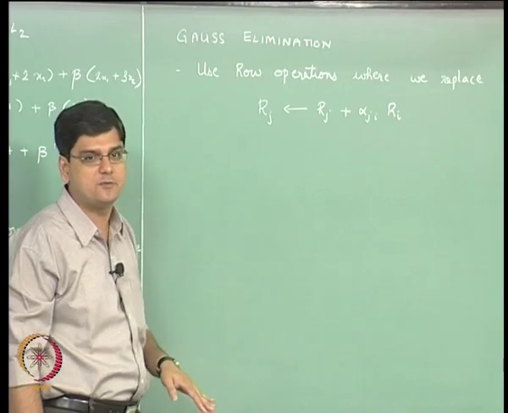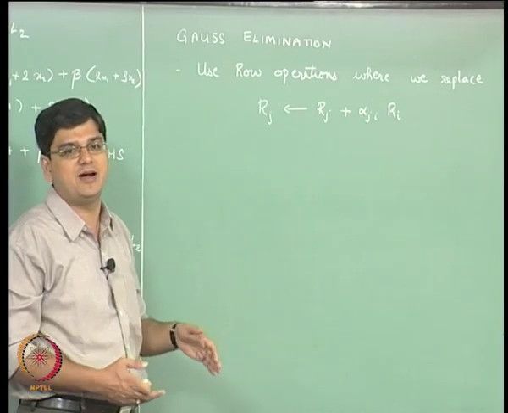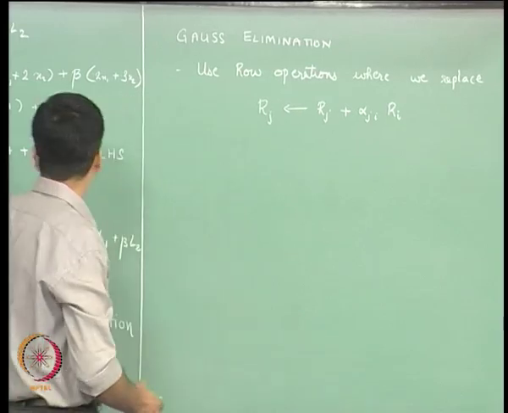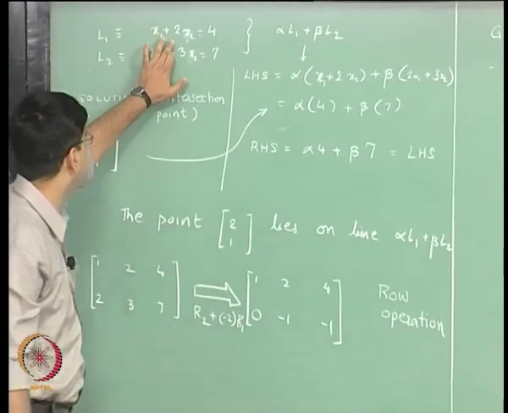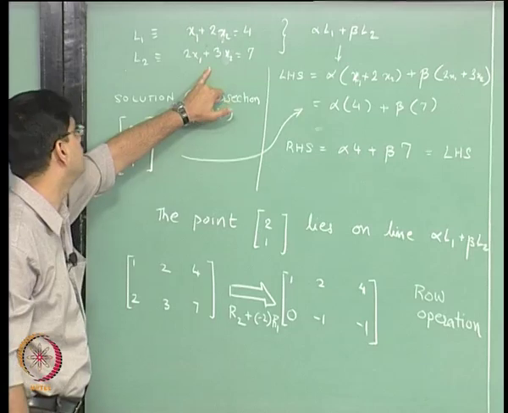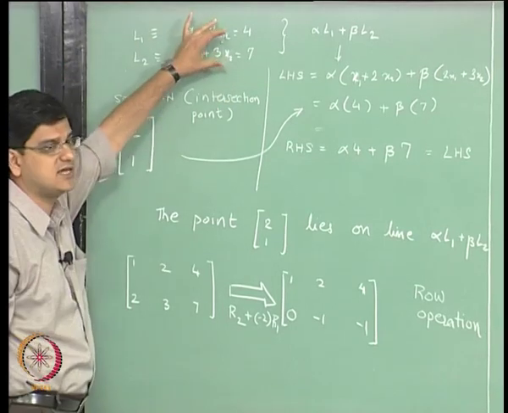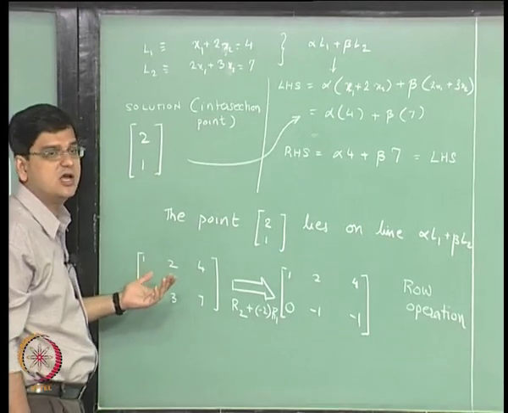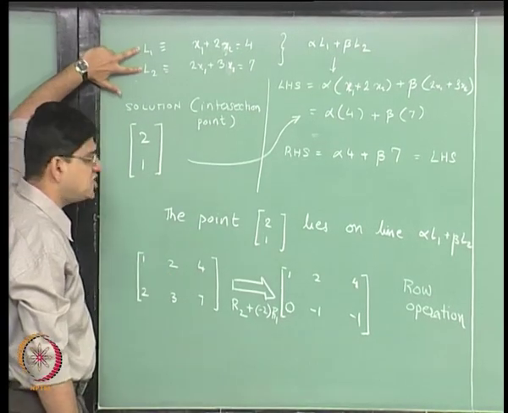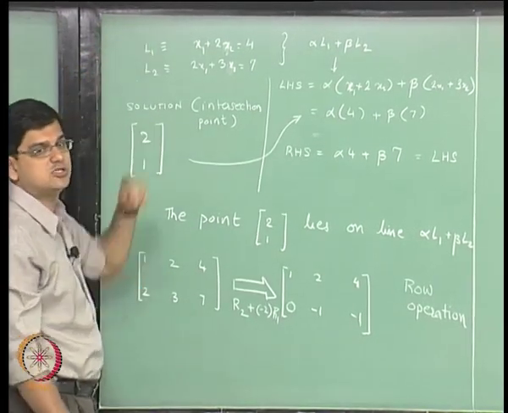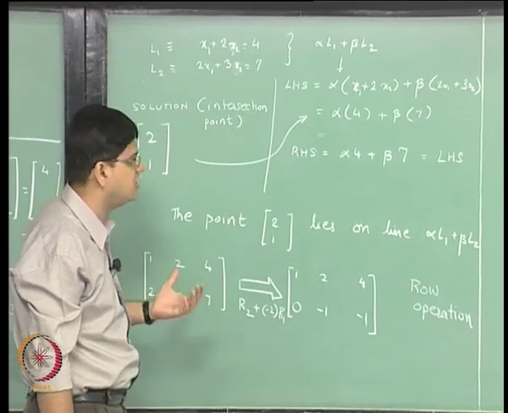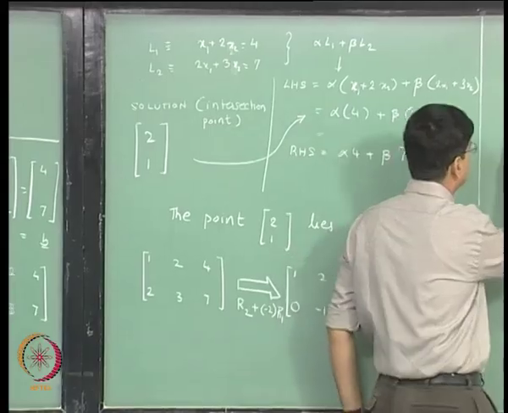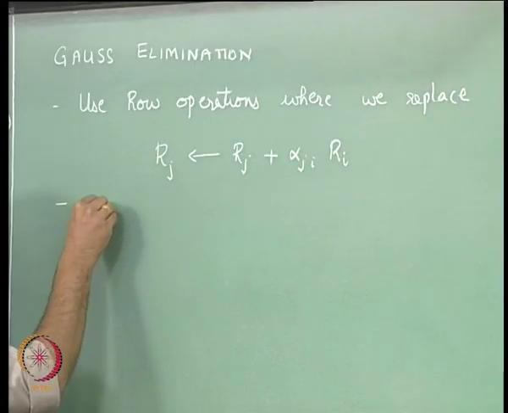The second type of row operation is we know that it does not matter whether we call one particular line L1 and another L2. Instead of calling this line L1 and this line L2, we could have very well called this line L2 and this line L1, and it would not have made any difference. That means that by exchanging the two rows, the solution of the overall linear equations also remains the same. So, the other type of row operation possible is exchange of rows.